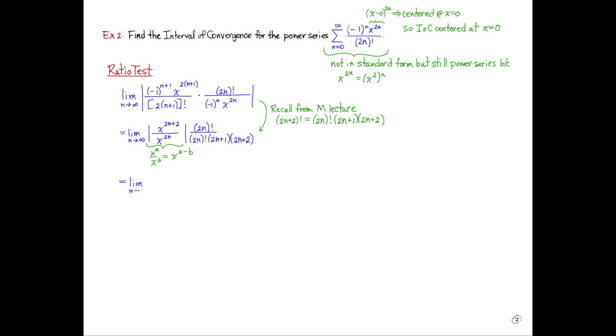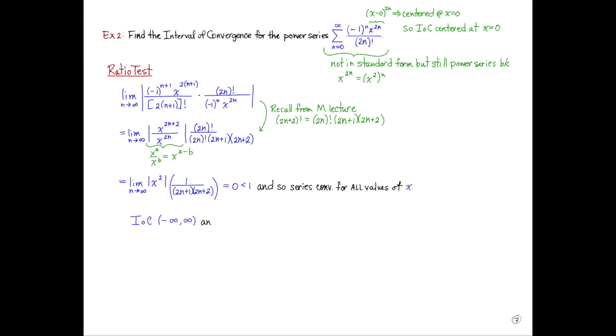as n approaches infinity of the absolute value of x squared times 1 over (2n+1) times (2n+2) is equal to 0. And 0 is less than 1 for all values of x. And so our series converges for all values of x. That tells us that our interval of convergence is from negative infinity to positive infinity.